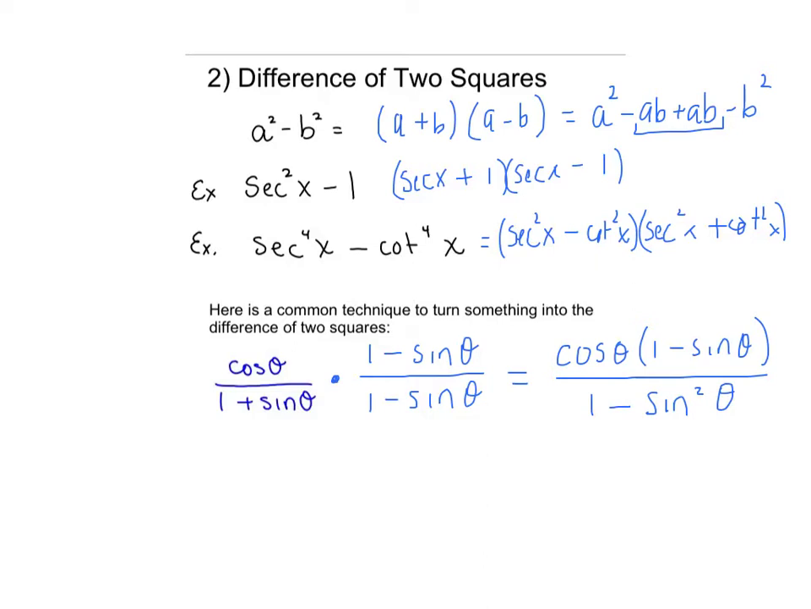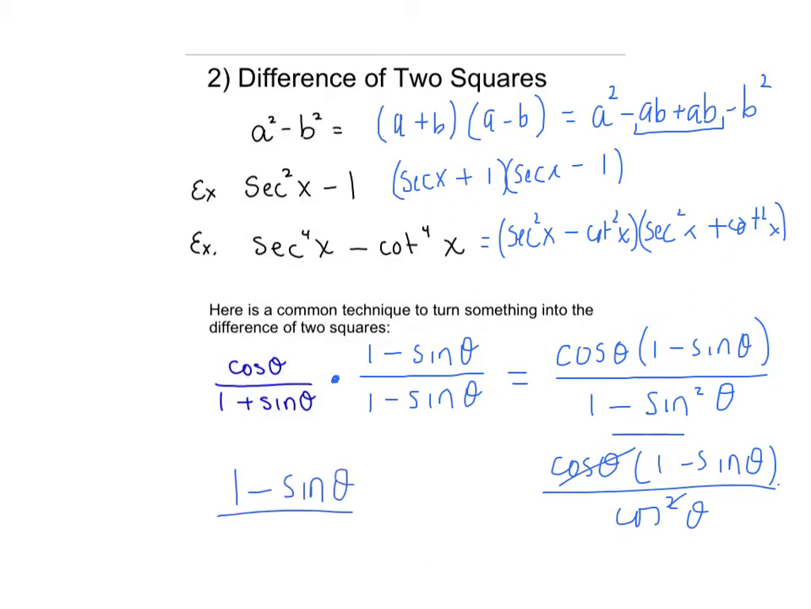This can be substituted, so this would be cosine theta, 1 minus sine theta, just rewriting the numerator, over cosine squared theta. So this and this cancel, and I'm left with 1 minus sine theta over cosine theta. So my original problem, this is an identity because they equal each other.